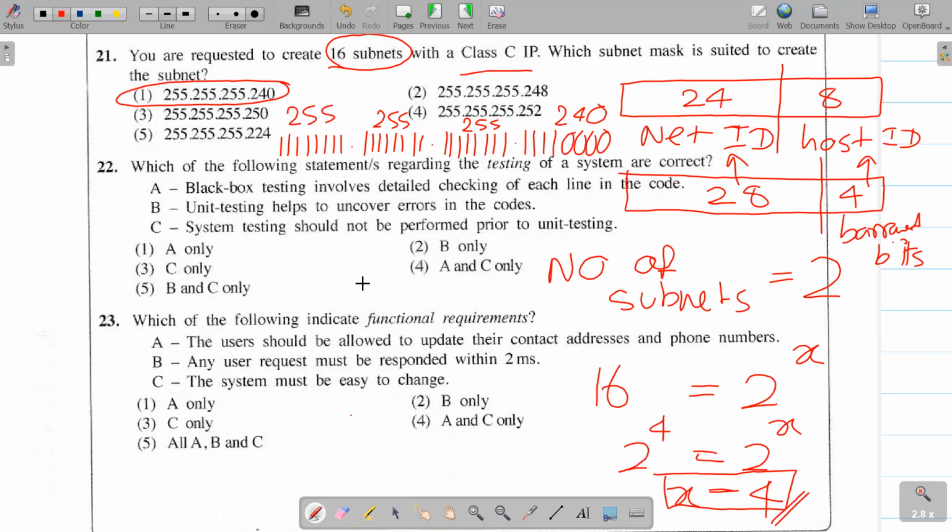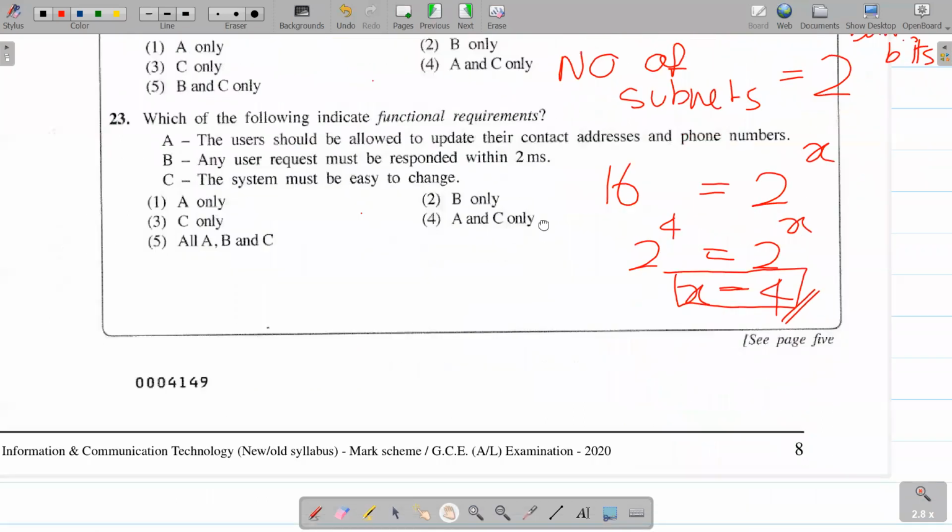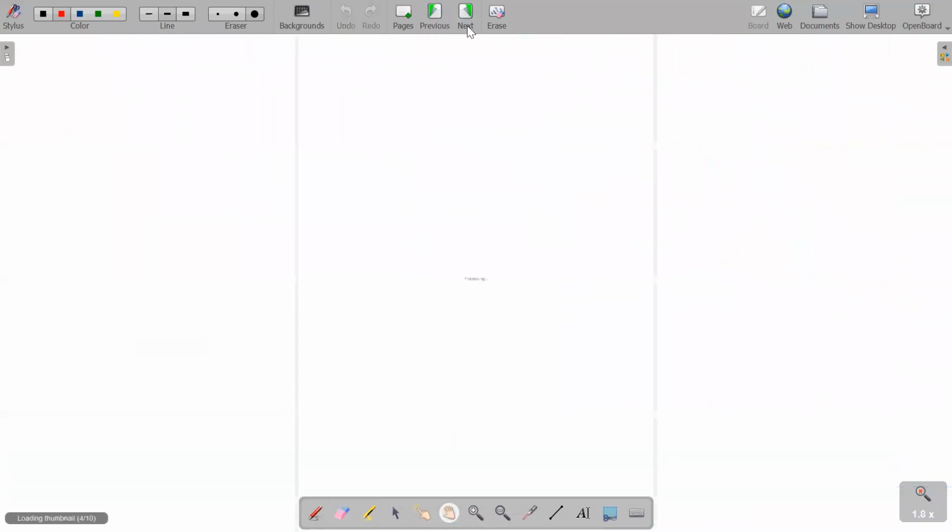Right? Okay. So 22nd, 23rd, 24th, 25th. 25th, next page.